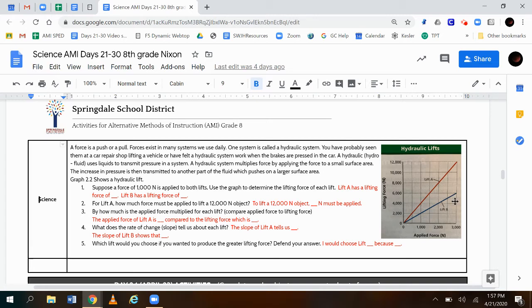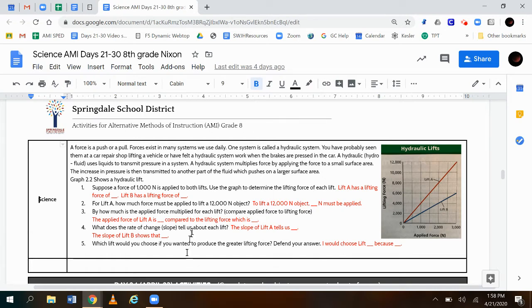So you probably could answer that one right away without even going on, but we're going to go on and read the rest of the questions. Number 2: for lift A, how much force must be applied to lift a 12,000 Newton object? Well, here are the objects, and this is lift A. So you would need to find lift A and then see how much force it would take to lift a 12,000 Newton object.